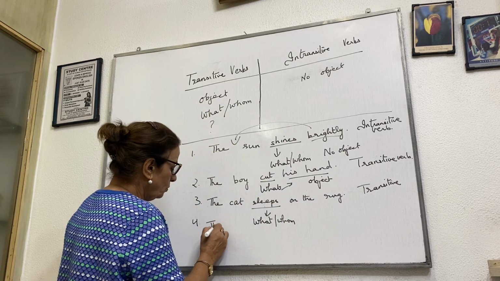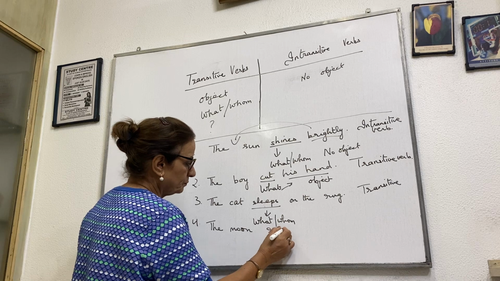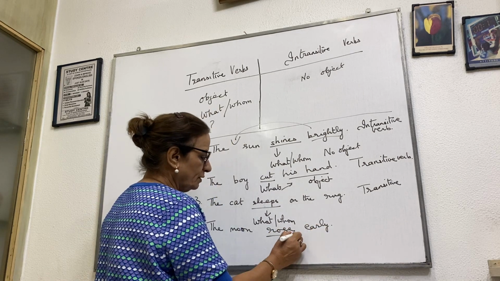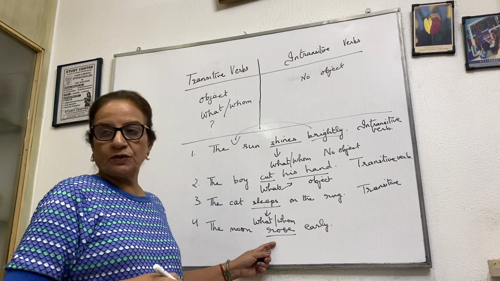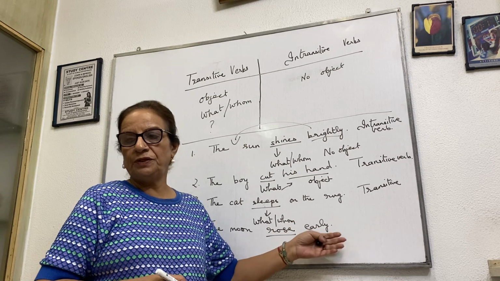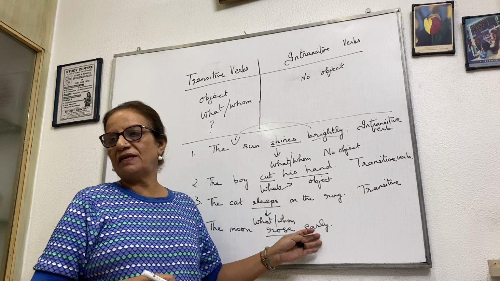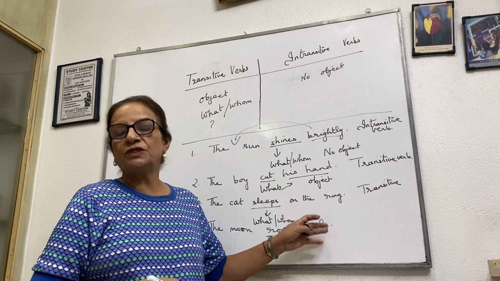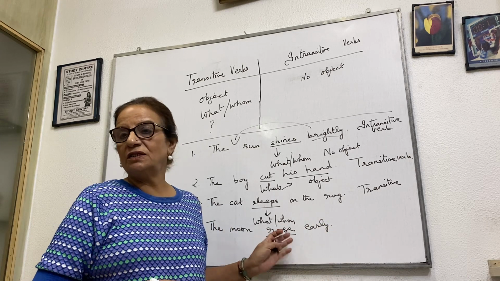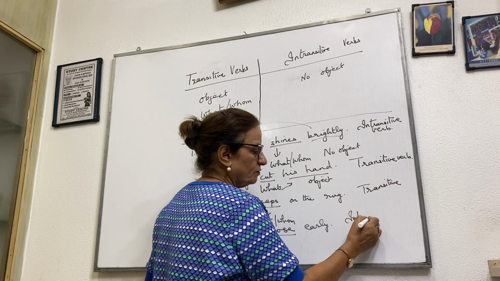The moon rose early. Underline the verb: rose. Now ask the question: rose what? We don't know. Rose whom? We don't know. The word early is telling about the moon itself only. It is not passing over to any other thing. So it is not answering the question what or whom. So this verb is intransitive.